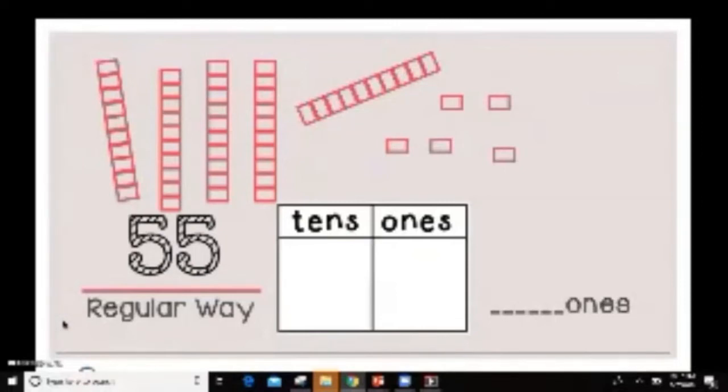Oh, nice job. This is the tricky part because sometimes friends get confused when the tens and the ones seem to have the same number. Now, let's see how many groups of tens we have. 1, 2, 3, 4, 5. I have 5 groups of tens. Now let's see how many ones we have. 1, 2, 3, 4, 5. So my place value mat's going to have 5 tens and 5 ones.